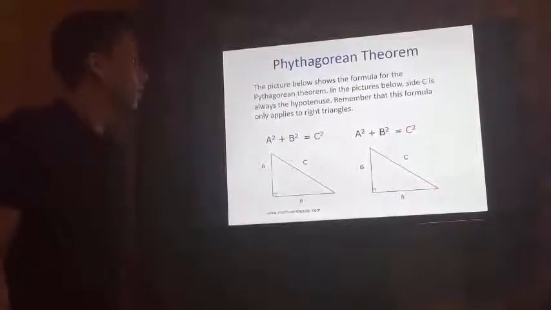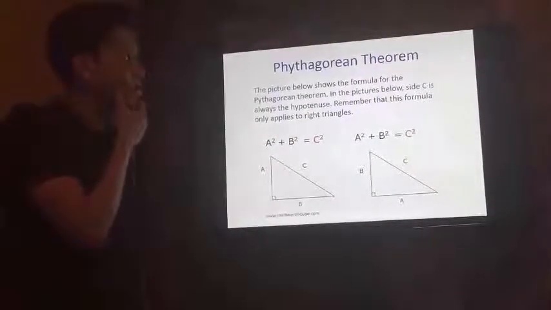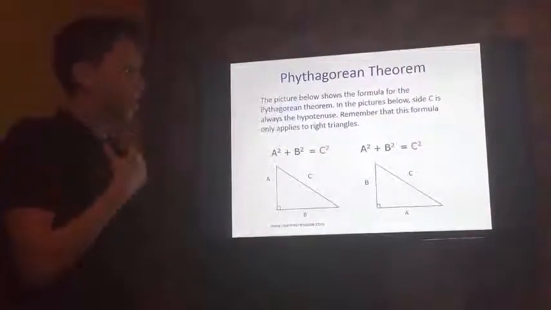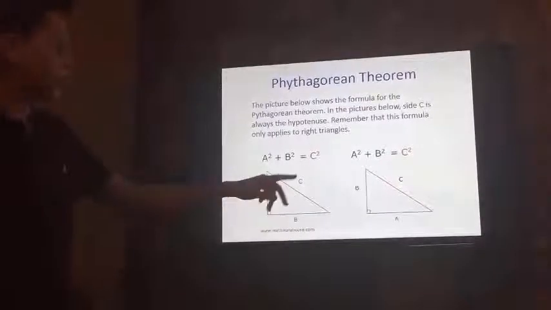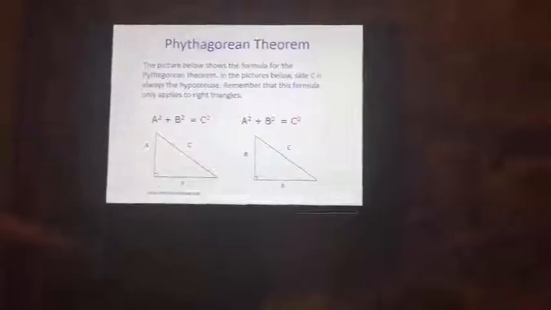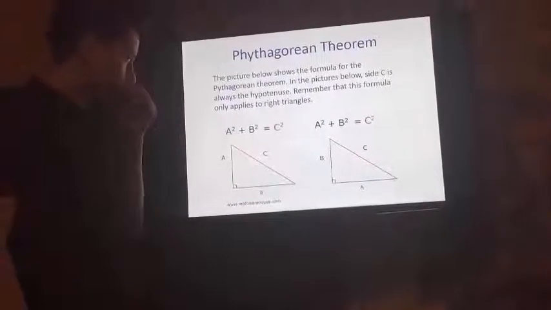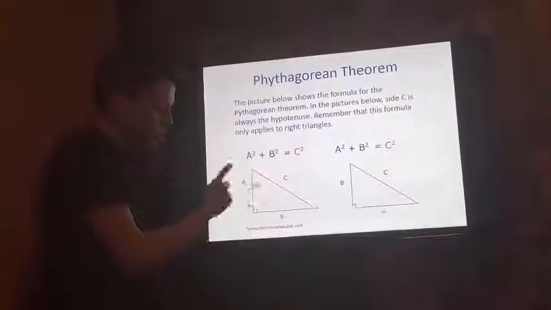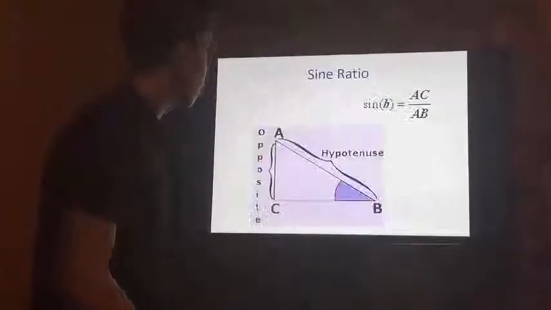And this is another formula, Pythagoras theorem. The picture below shows the formula for the Pythagoras theorem. In the pictures below, side C is always the hypotenuse. Remember that this formula only applies to right triangles. These two are right triangles, so you can see the 90-degree angle, and the opposite side is always the hypotenuse. And these two legs, the square of these two legs equals the square of the hypotenuse. It's always the same.